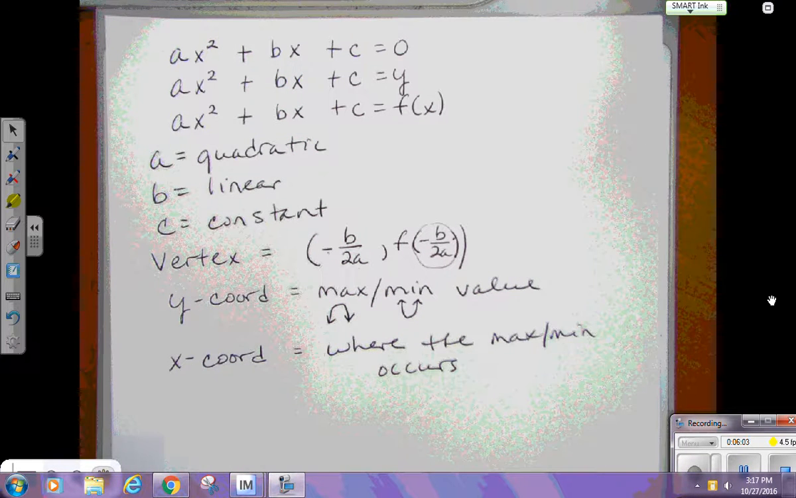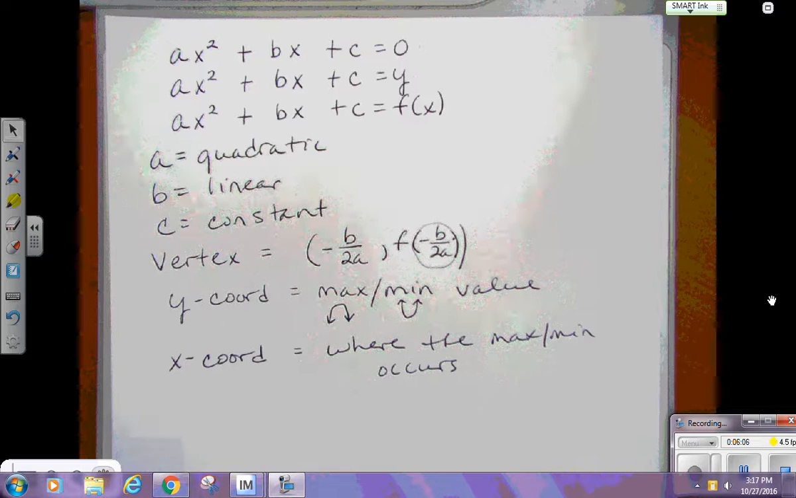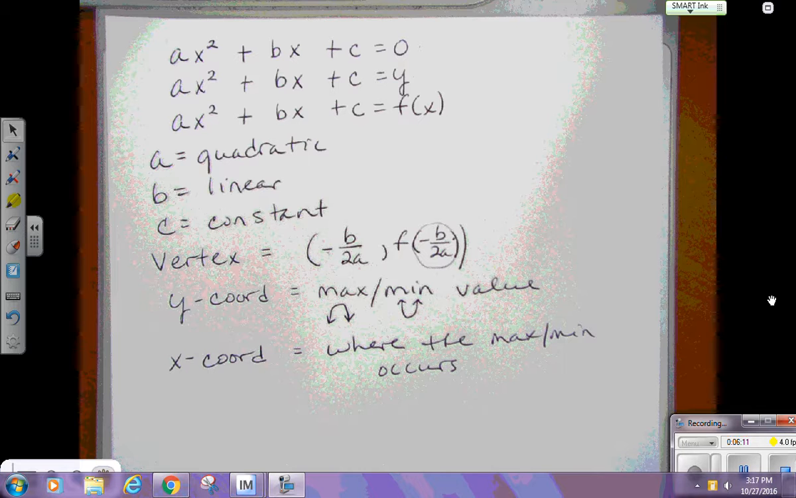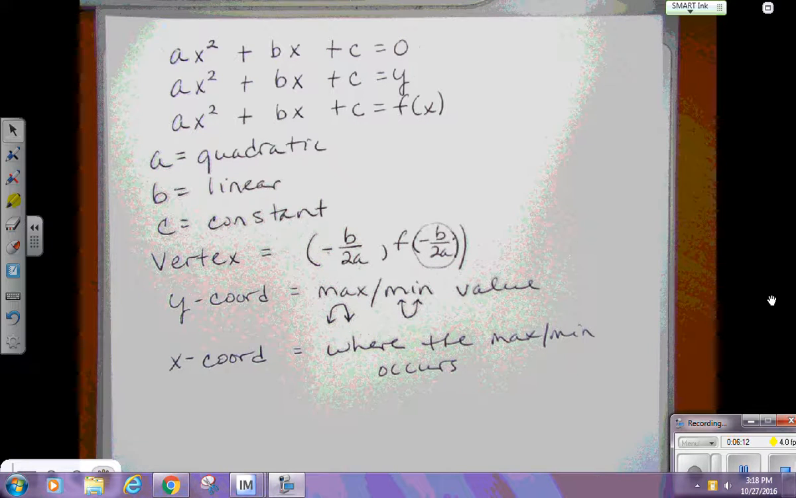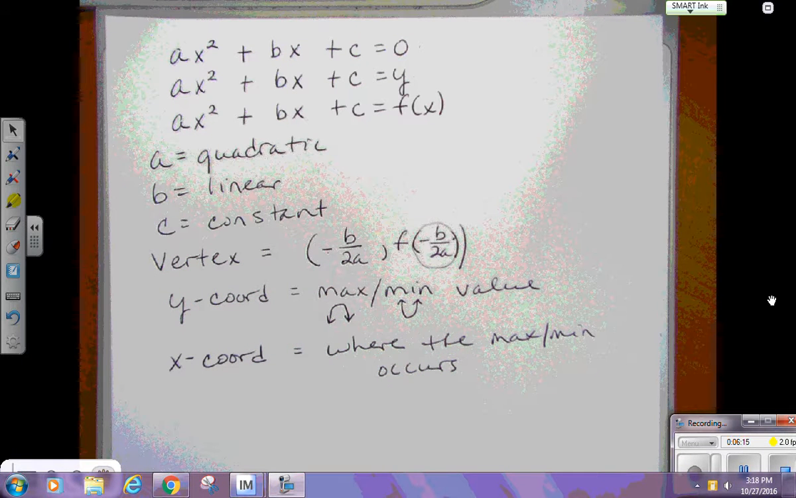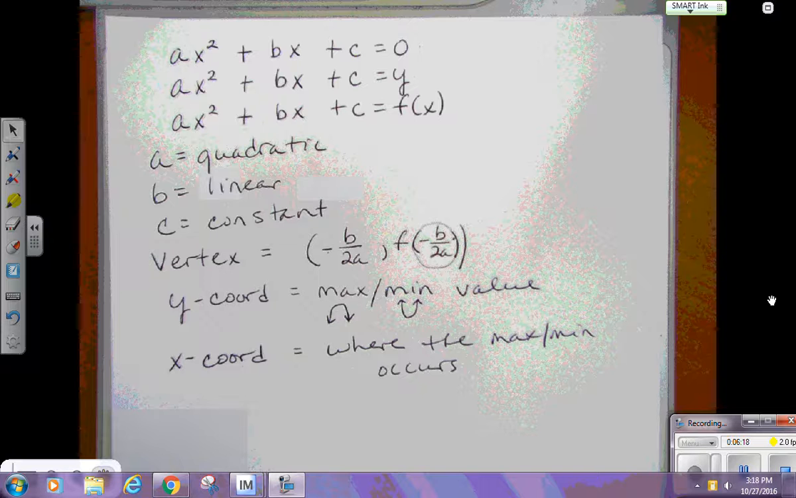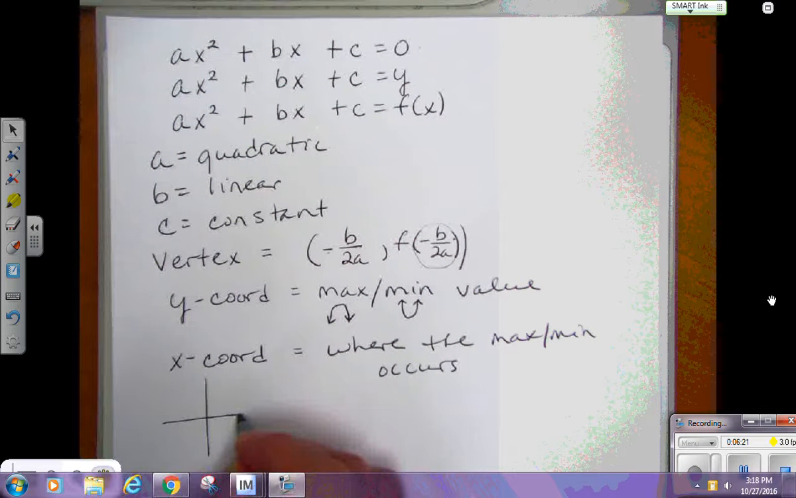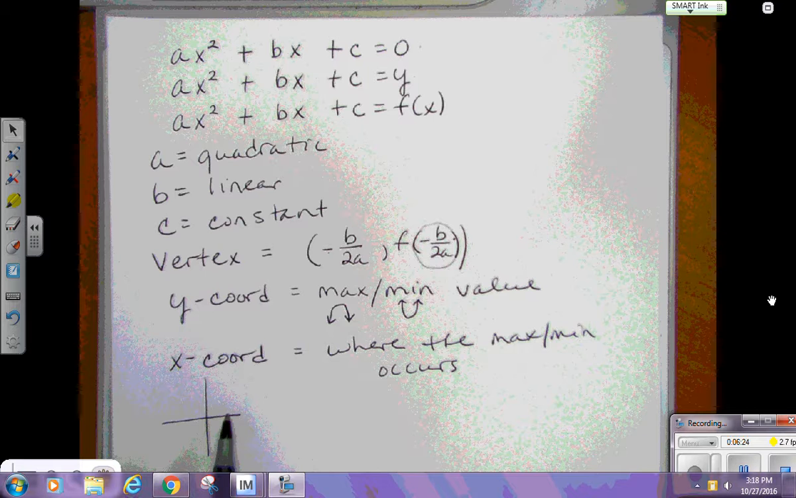So those are two distinct questions. The maximum or minimum value is how much there is or how little there is. The x-coordinate, where it happens on your graph, is like, okay, where is that maximum? Like, here's your graph. Where is that maximum going to be? It's where x is, whatever.